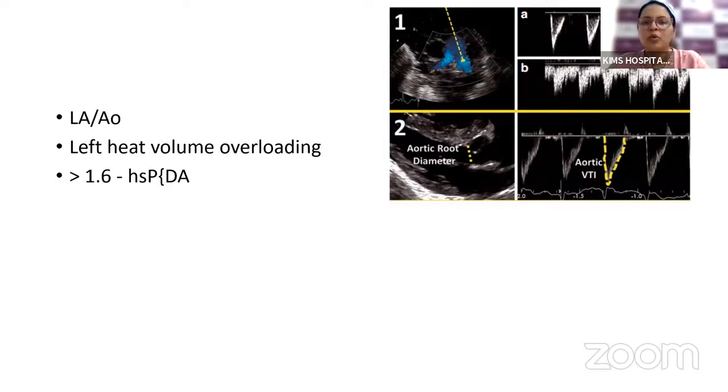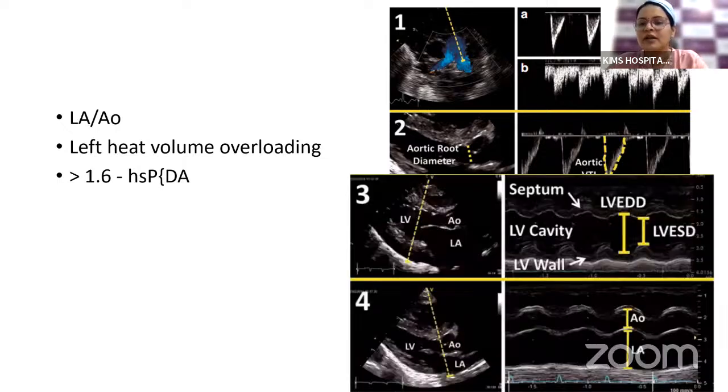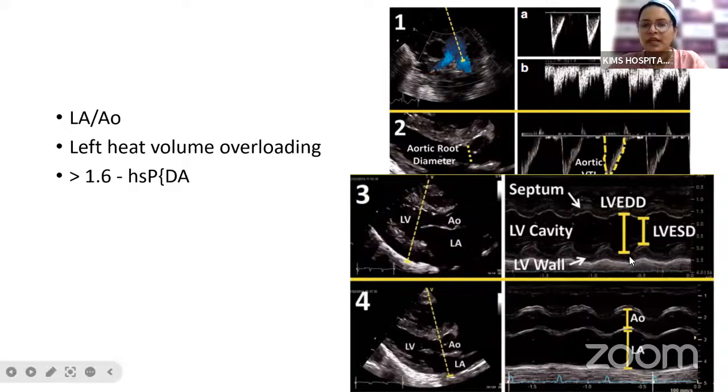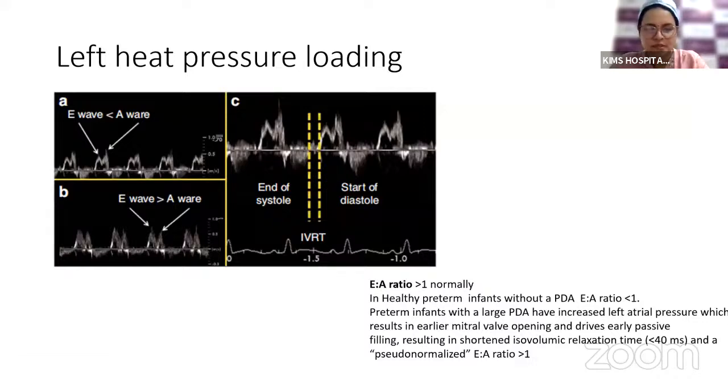Some other measures of left heart volume overloading include the presence of diastolic flow or turbulence in the diastole when measured in the left pulmonary artery, as you can see in figure B. So there is presence of diastolic flow in the left pulmonary artery. The presence of elevated left ventricular output, which is measured by VTI in the aortic root. And of course, the left ventricular volume overloading indices measured by the LV cavity size, left ventricular end diastolic dimension and end systolic dimension, as well as the LA-AO ratio, which we just discussed. So these are all measures of left ventricular volume overloading.